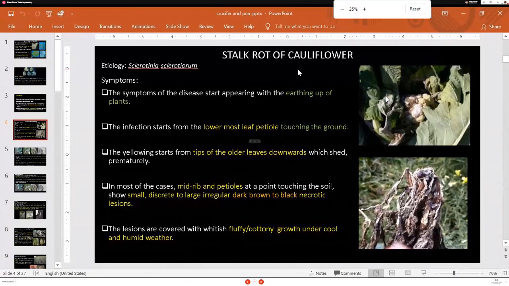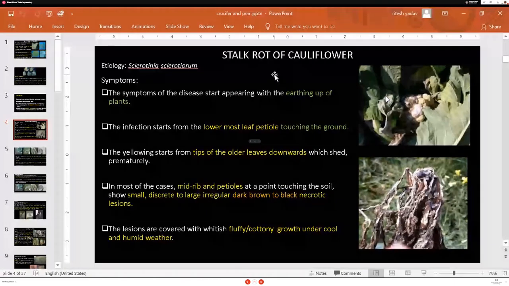It generally will disappear because the pathogen Sclerotinia sclerotiorum cannot survive. Generally Sclerotinia sclerotiorum, if you remember the classification, are members of discomycetes.